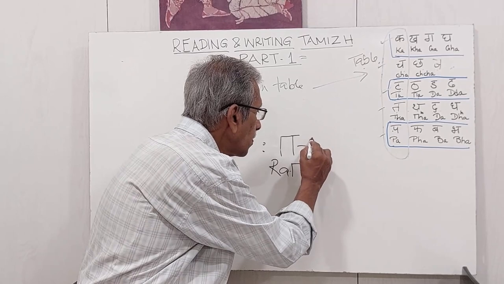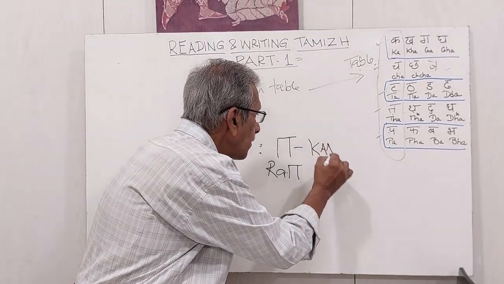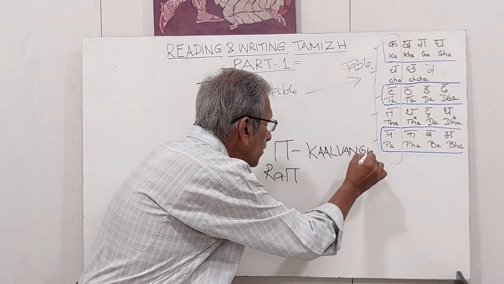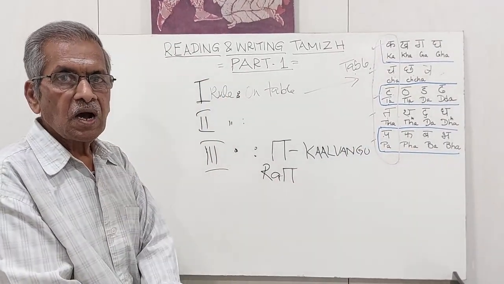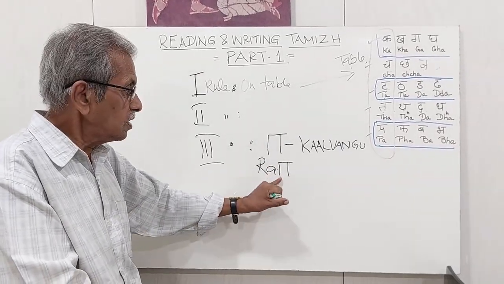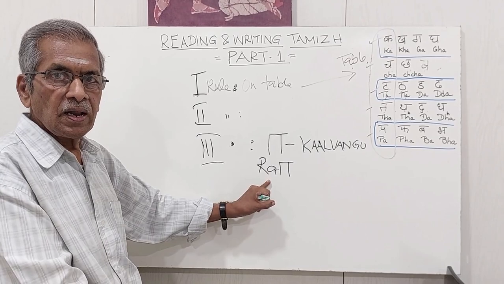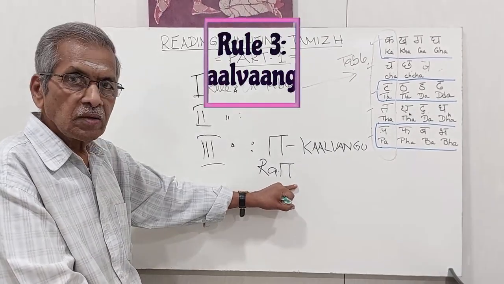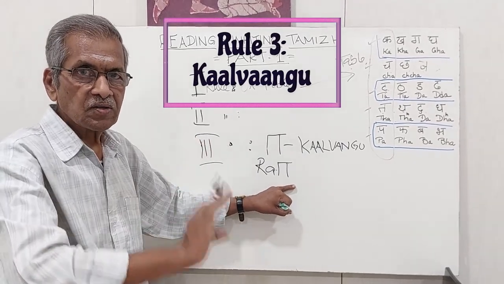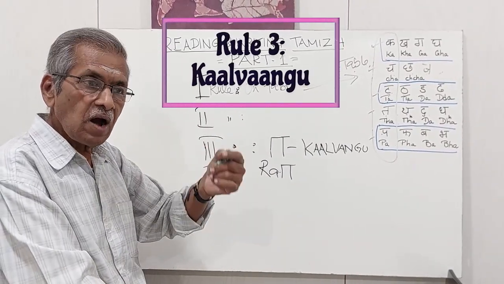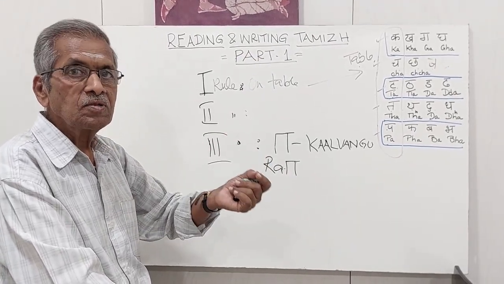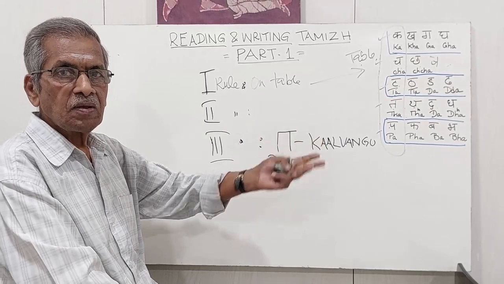This is how it is written. Kalvangan. This sign is called in Tamil as Kalvangan. That means a Kalvangan placed next to a letter gives you a prolonged letter or vowel. Ka followed by Kalvangan becomes kaa. Ja followed by Kalvangan becomes jaa. And so on. It is simple.